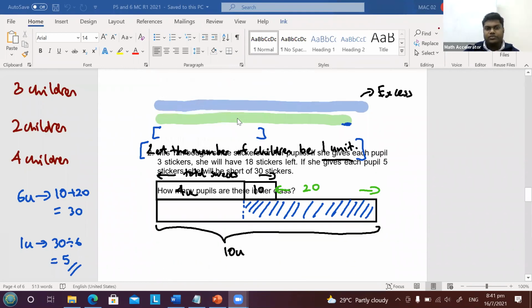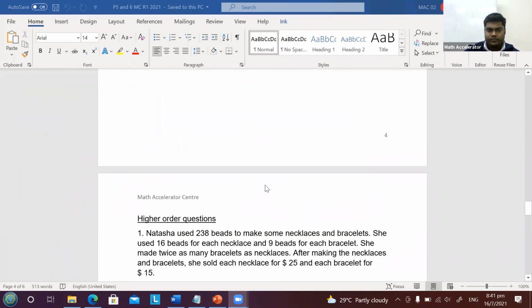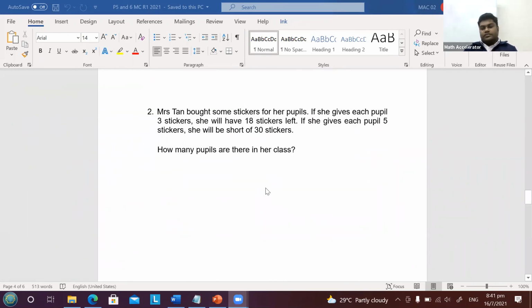Right, question number 2. Okay, now for question number 2. Mrs. Tan bought some stickers for her pupils. If she gives each pupil, wait, give me a moment. Yes, Matthew, yes, you have to assume all children is 1 unit. That's all. Correct, that's correct.